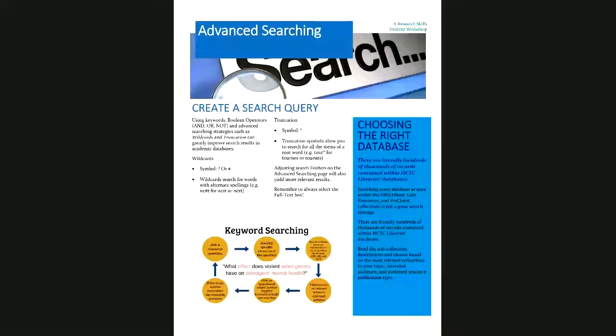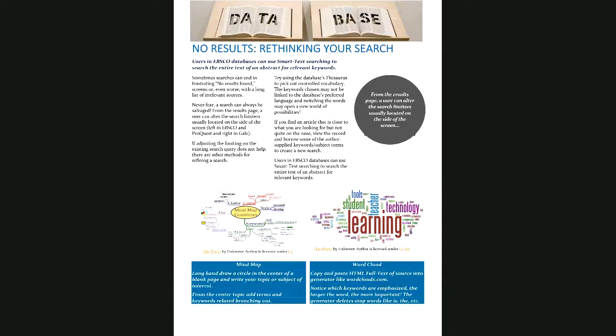I will send out this handout along with the links to the pre and post test and the try it activity. Essentially, you can print this out, and this is just an overview of what we talked about today. It shows you those wildcard truncation symbols, gives you a little infographic on keyword searching, and then it talks again about those brainstorming techniques, the mind maps, the word clouds. So that is for you to keep and to refer back to if you would like.